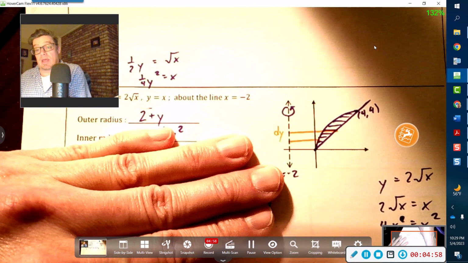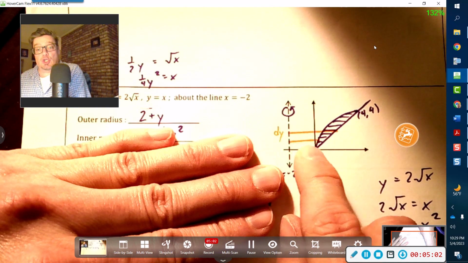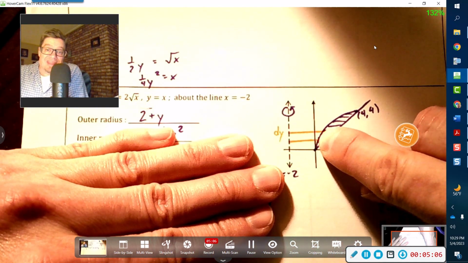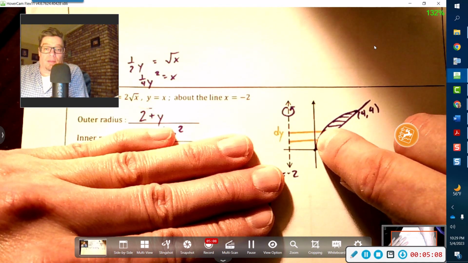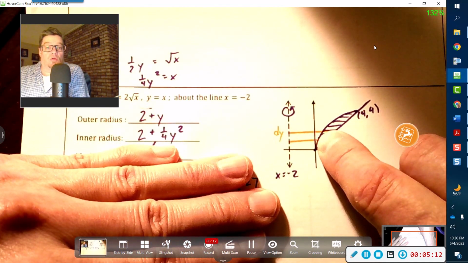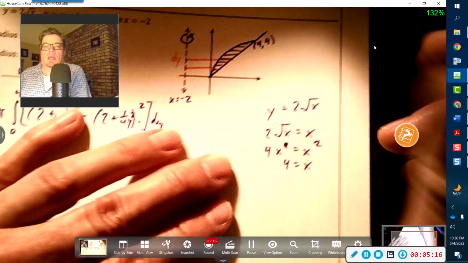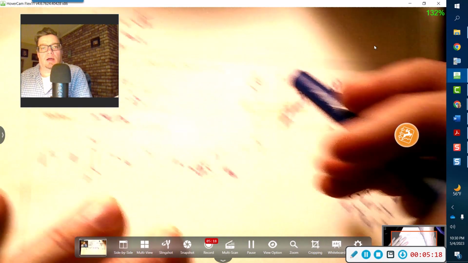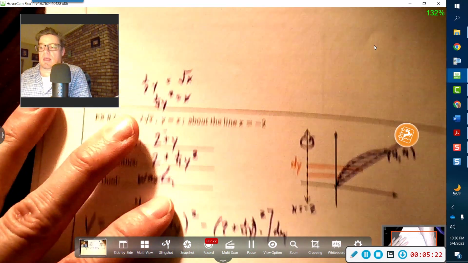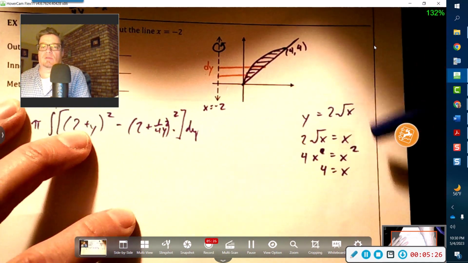Now, if we want the inner ring, the inner ring is going to be 2 plus that little distance right here. I'm not going to zoom in, but that little sliver right there is 1/4 y squared. Where did that come from? Well, if y equals x, that's no big deal. But if we want to find that distance right here in terms of y, we're going to have to do a little algebra here.